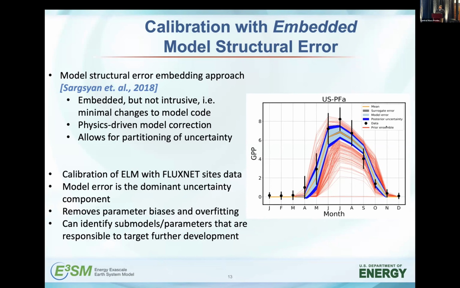The darker blue is the posterior uncertainty from the remaining parameter uncertainty after calibration. And the surrogate error, the error that results from the surrogate not being a completely accurate representation of ELM, is hard to see there. So in this case, the surrogate model is quite accurate. And so the model error tends to be the dominant uncertainty, pointing to places where we might need to improve ELM. Hopefully this can give us information in the future about which models or submodels or parameters are responsible and where we might target further model development.